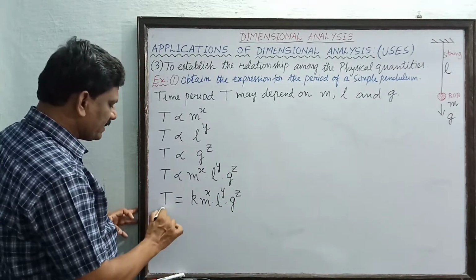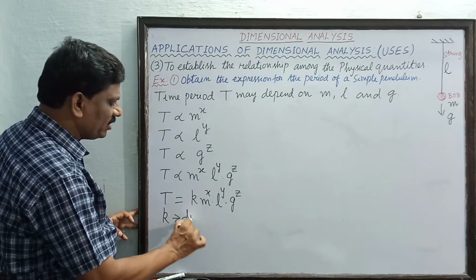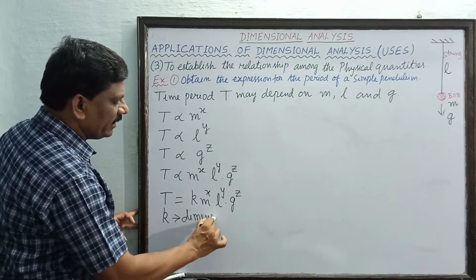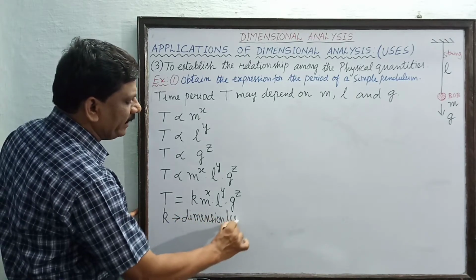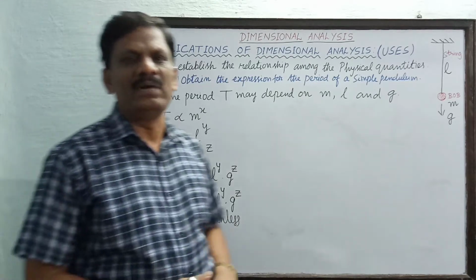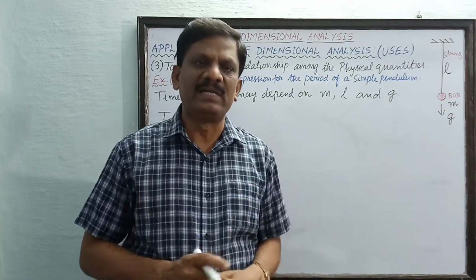So what is K here? I told you it is a dimensionless constant. It cannot be determined by the method of dimensions, only by the experimental method.